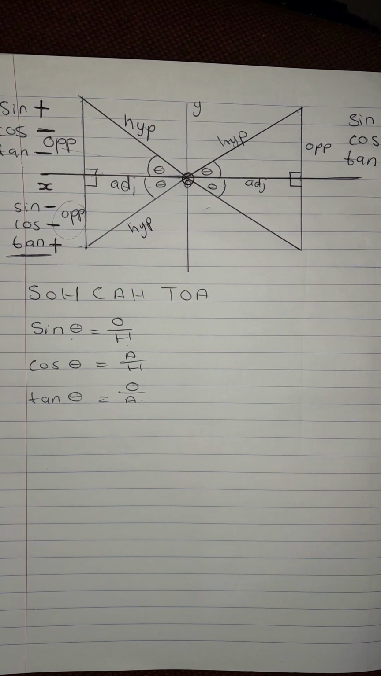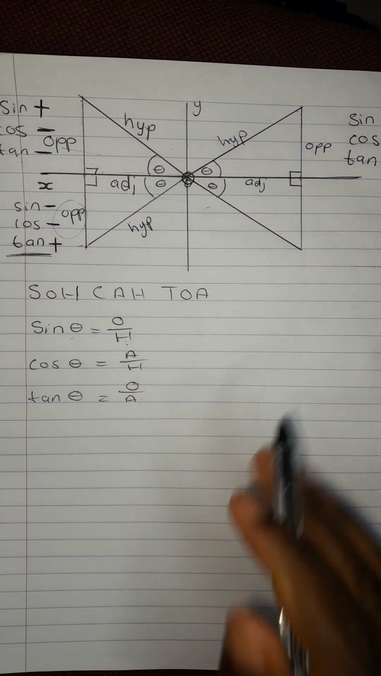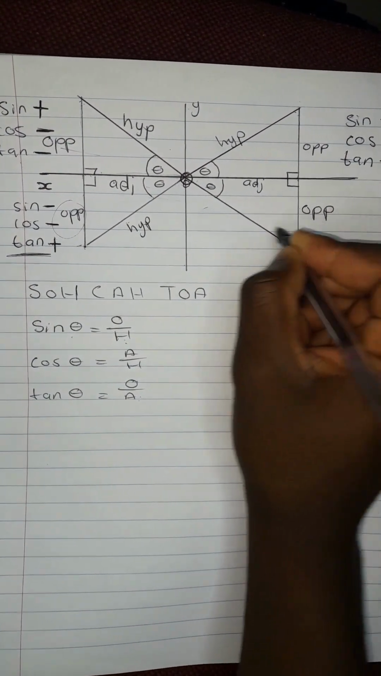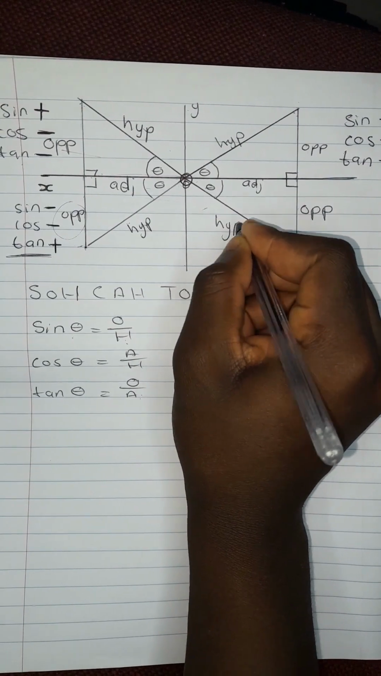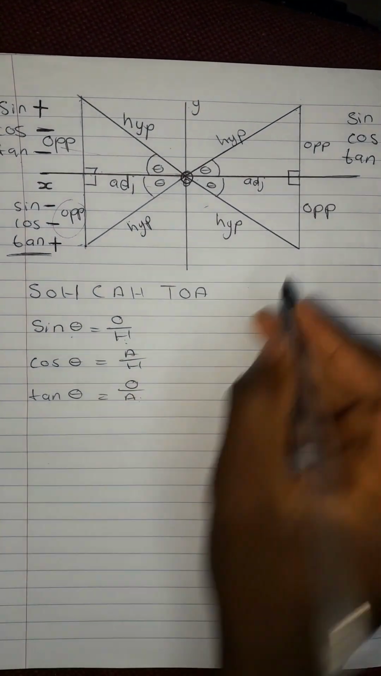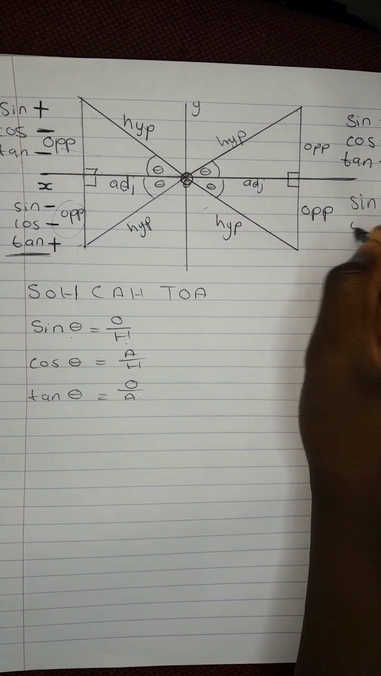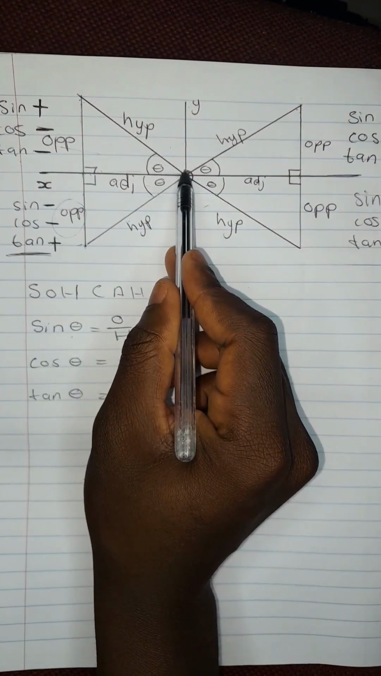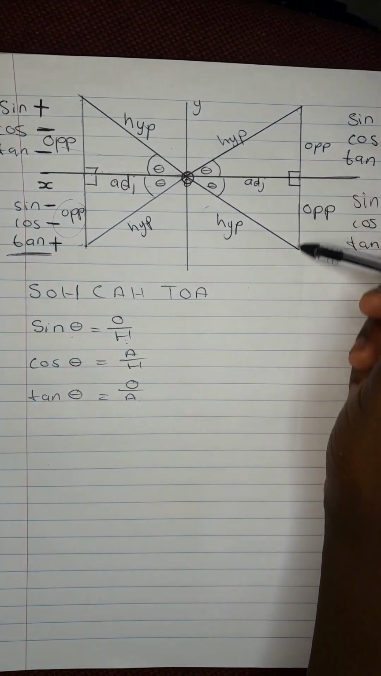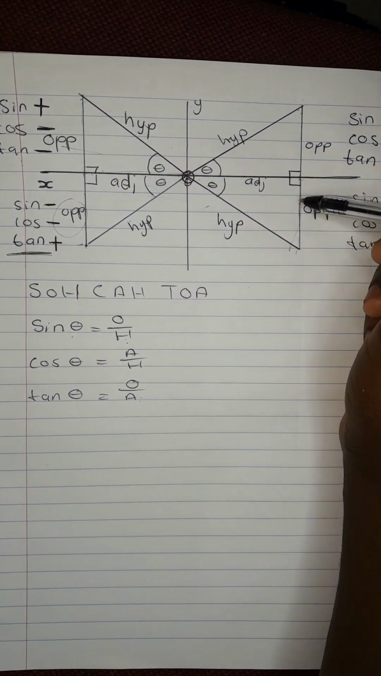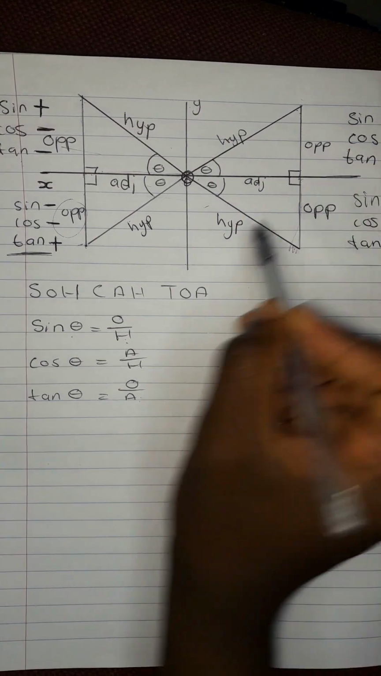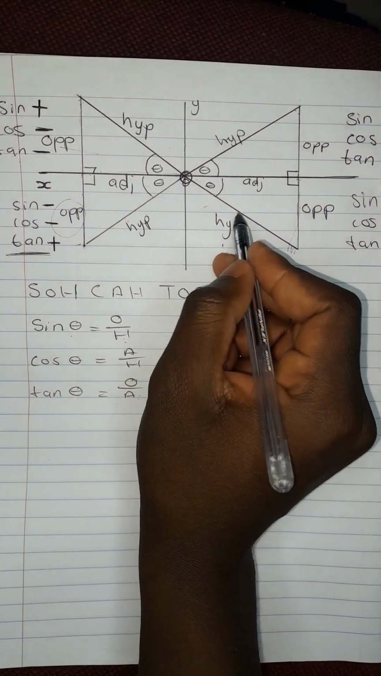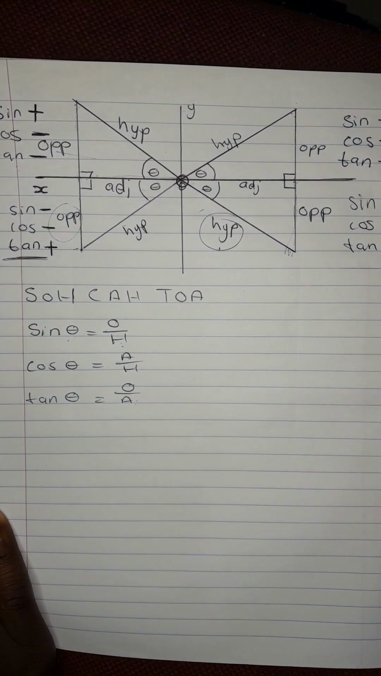Let us go to our fourth quadrant. In my fourth quadrant, this is my opposite side, this is my adjacent, and this is my hypotenuse. So I want us to check sine, cos, and tan. My opposite here is negative, so I'm going to have negative divided by hypotenuse, which is negative. My hypotenuse is always positive.